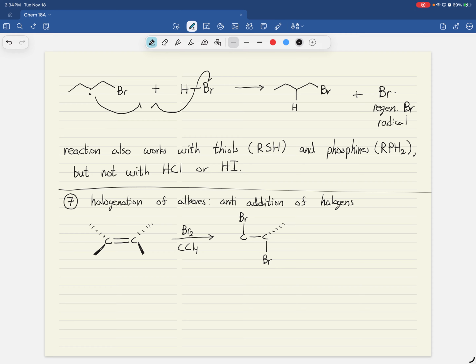Wait, just to clarify, if there's no heat or light, that's not radical. Yes. Right. So radical usually requires a bond to be broken using light or heat first. All right, I'll just write here, not radical reaction. So you're not forming any radicals here, okay? So what you get here is anti-addition.